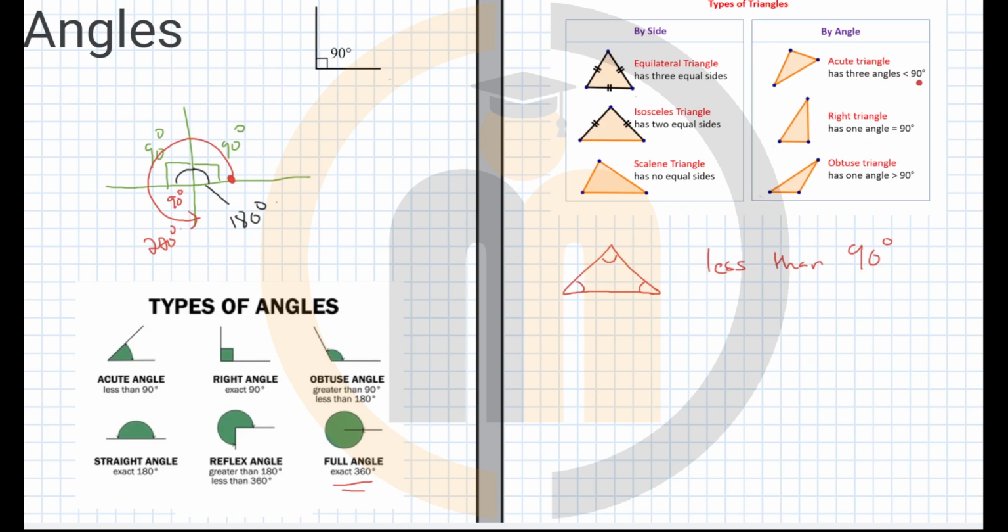So if you read here, it has three angles less than 90 degrees. Now a right triangle would have just one single angle that is 90 degrees. So that is called a right triangle. And lastly, an obtuse triangle would have one angle that is obtuse. Like for example, this is maybe 100 degrees, and the other two might be 40 degrees each. These two are acute. So if you read here, it has one angle that is more than 90 degrees. These are three new types of triangle you'll be learning now.